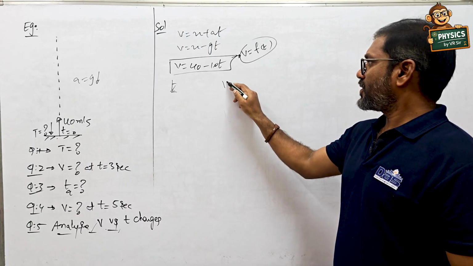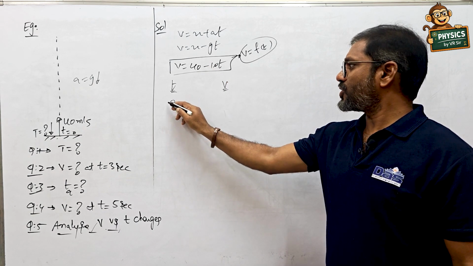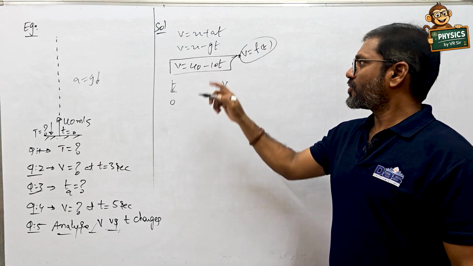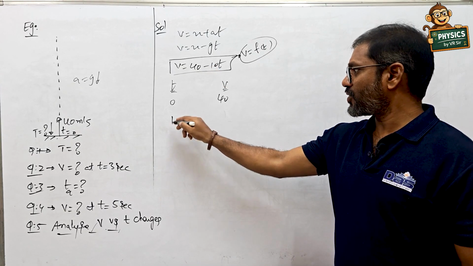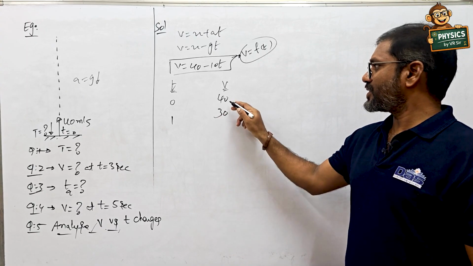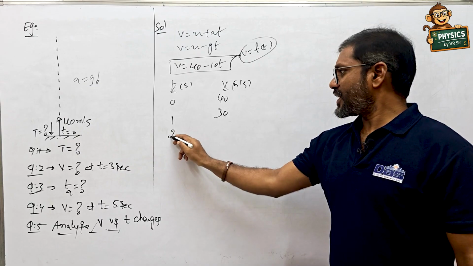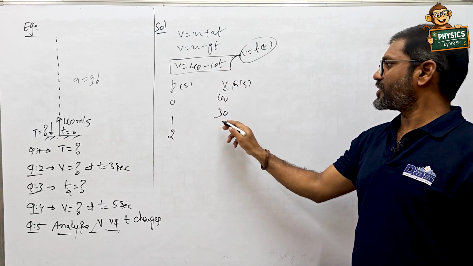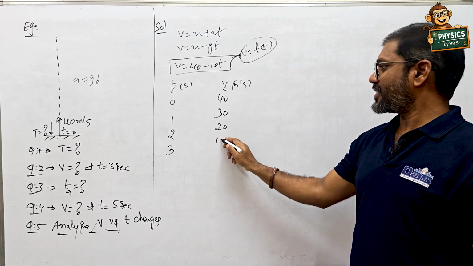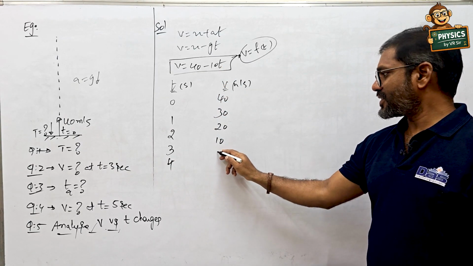Now t and velocity we are taking at a particular time. At t equivalent to 0, velocity is 40, because substituting 0 gives 40 minus 0. Hope you are following. At t equivalent to 1 second, 40 minus 10, it's 30 meters per second. Of course, velocity is in meters per second and t is in seconds. At t equivalent to 2, 40 minus 20, 20. At t equivalent to 3, 40 minus 30, 10. At t equivalent to 4, 40 minus 40, it's 0.